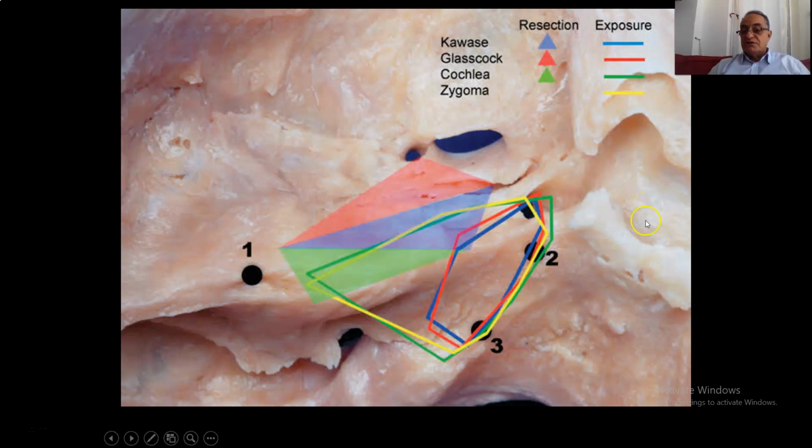You see here the sella, this is the dorsum sellae, and this is the foramen magnum. Here is the brain stem, here is the pons. You can expose the lateral pons. If you remove this Kawasi triangle, you can expose the lateral pons and the origin of the trigeminal root from the lateral pons.